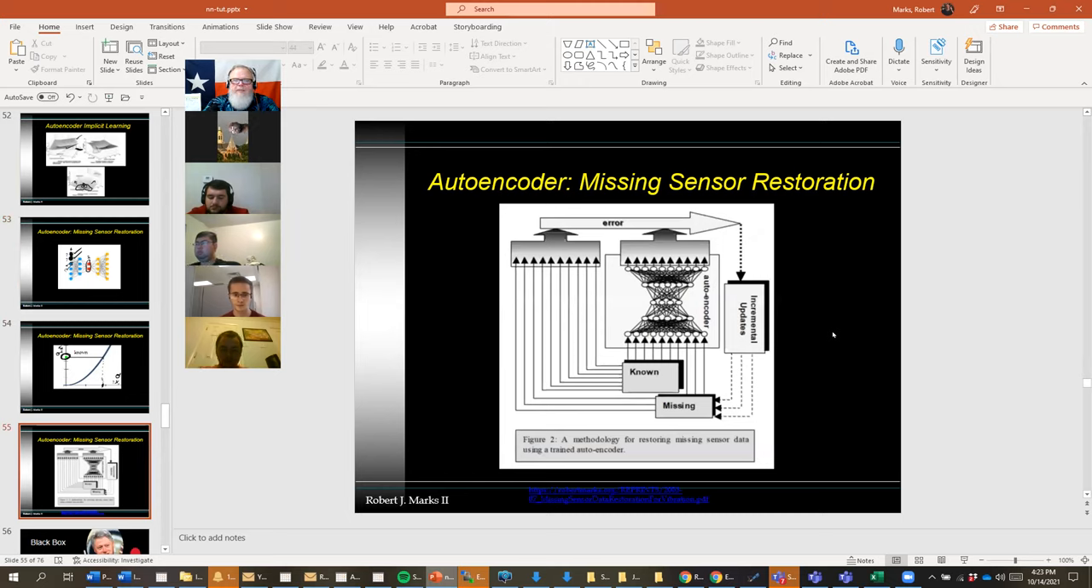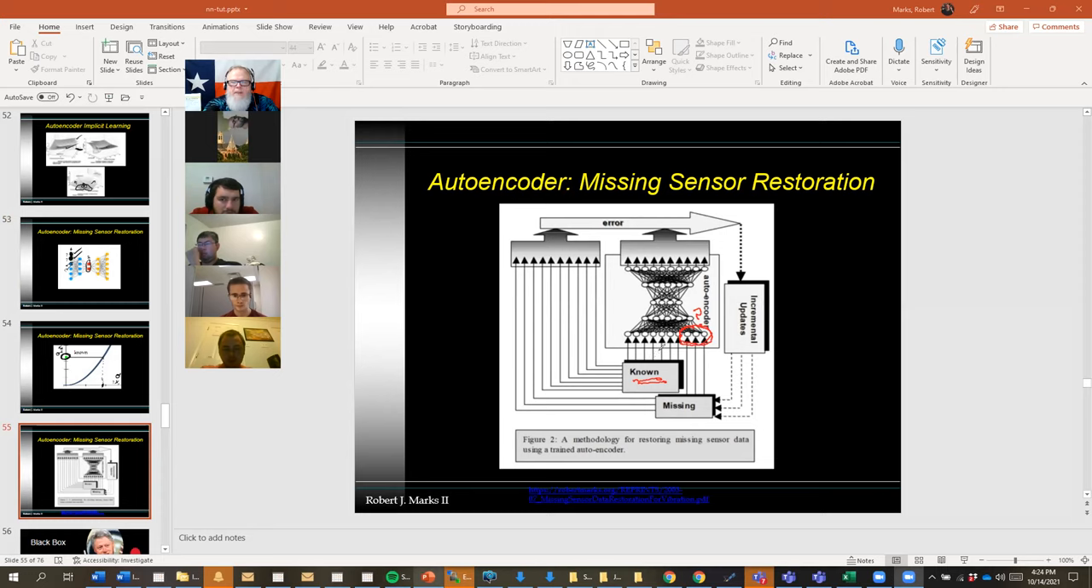And here's the way you do it. This is not as complicated as you think. You have a bunch of missing sensors here. These are the missing sensors. You don't know what these missing sensors are. These missing sensors have failed. But these over here are known. See that? You have some known, and then you have the missing ones. You have the ones that work. You have the ones that don't work.